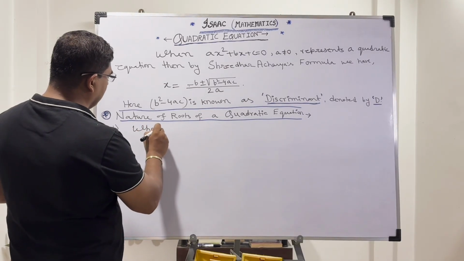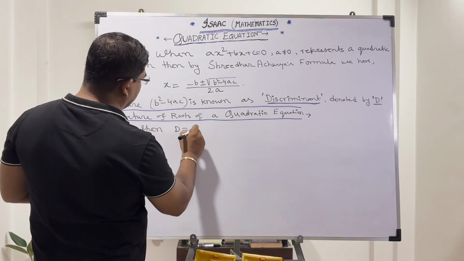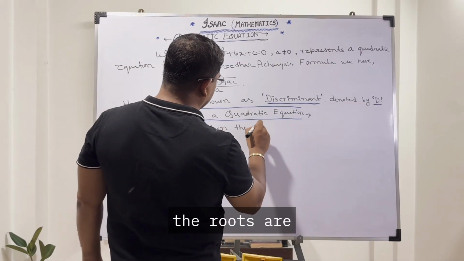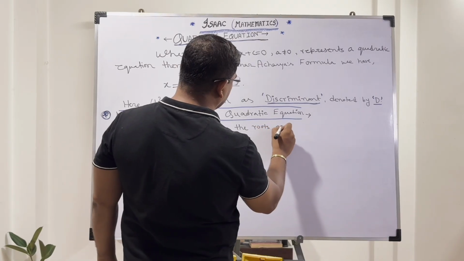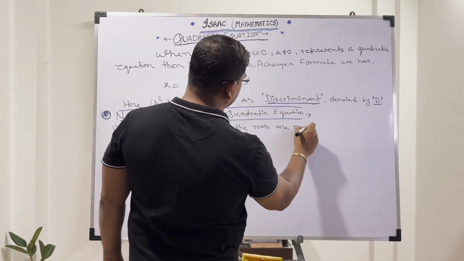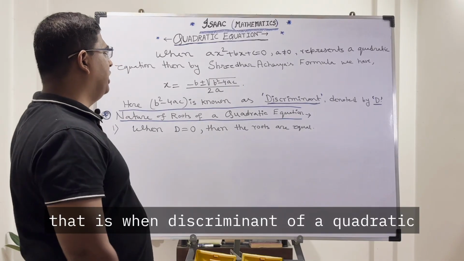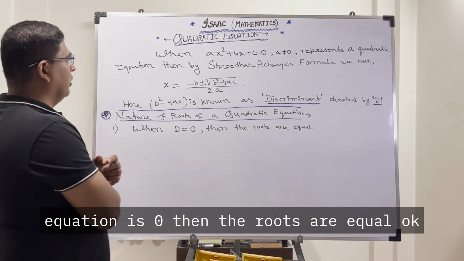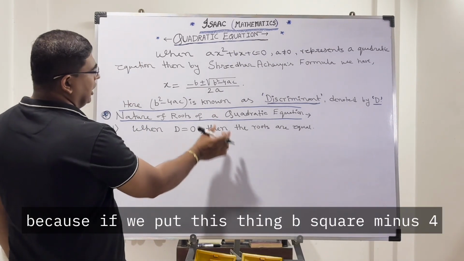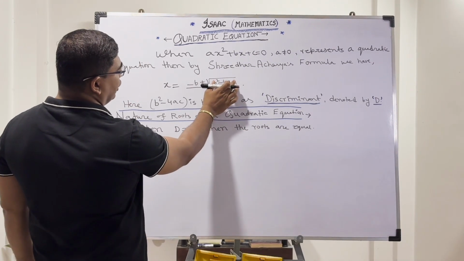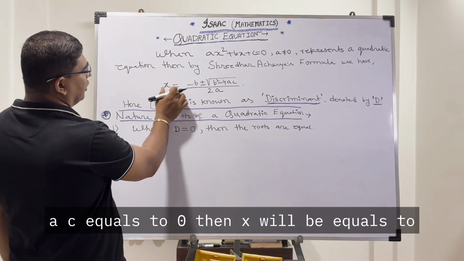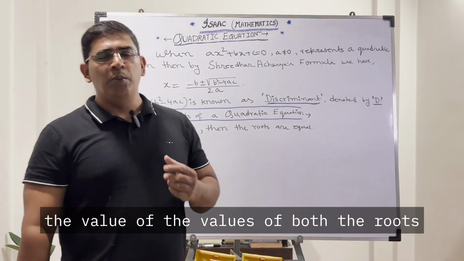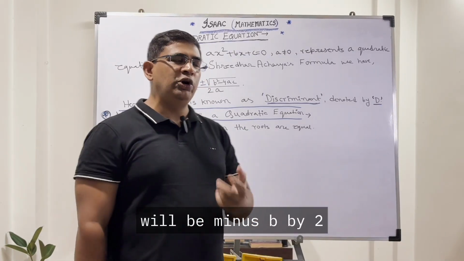Number 1, when D equals 0, then the roots are equal. That is, when the discriminant of a quadratic equation is 0, then the roots are equal. Because if we put b square minus 4ac equals 0, then x will be equal to minus b by 2a. That means the values of both the roots will be minus b by 2a.